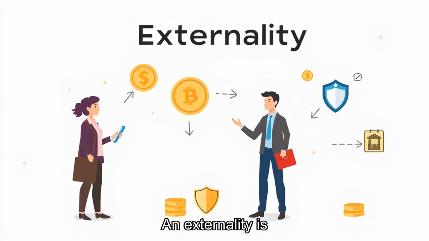An externality is a side effect of an economic activity that affects people who are not directly part of the transaction. The buyer pays, the seller receives money, but a third party may gain or lose without choosing the deal. That outside impact is the externality.